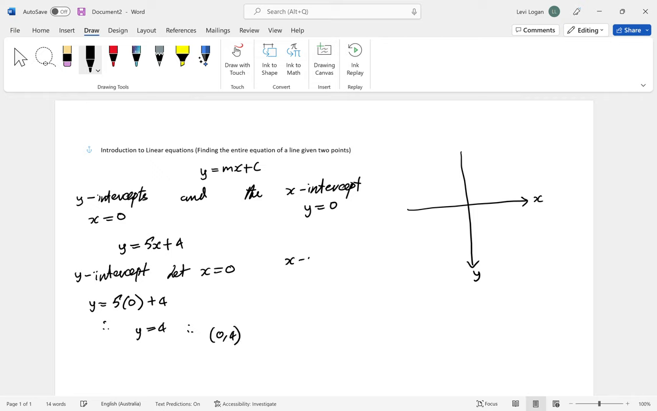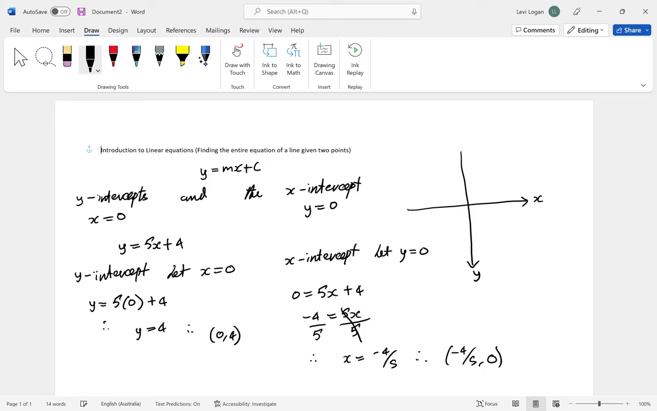To find our x-intercept, let y equal 0. So 0 equals 5x plus 4. Now we're going to get x by itself, so negative 4 equals 5x. Divide by 5 here. And therefore x equals negative 4 over 5. Therefore our x-intercept is (negative 4 over 5, 0).